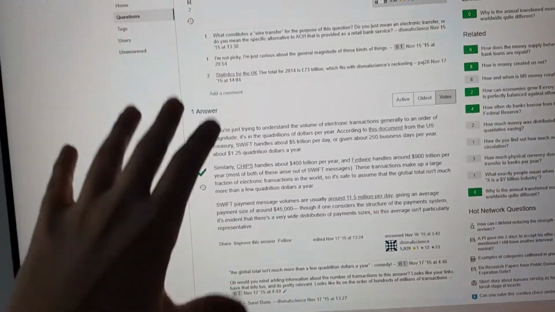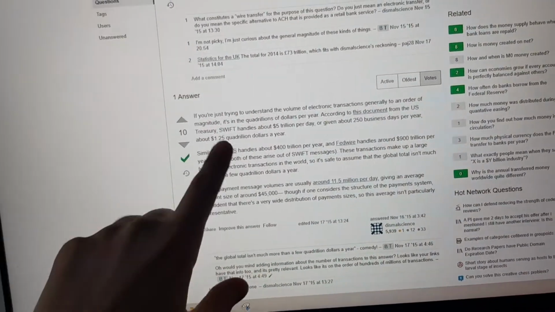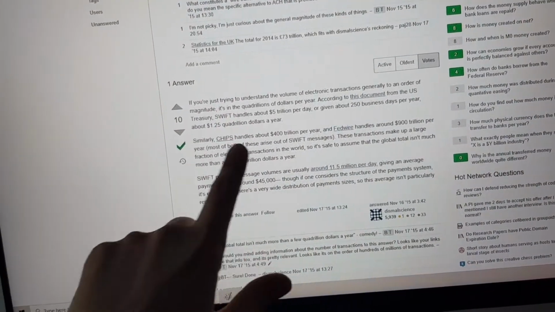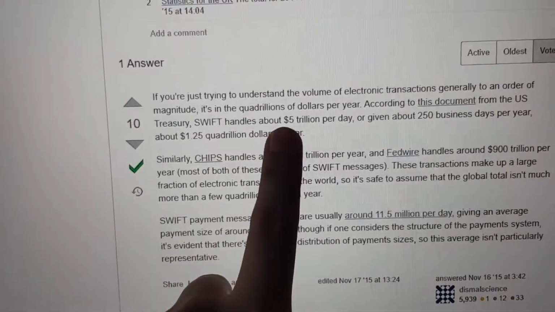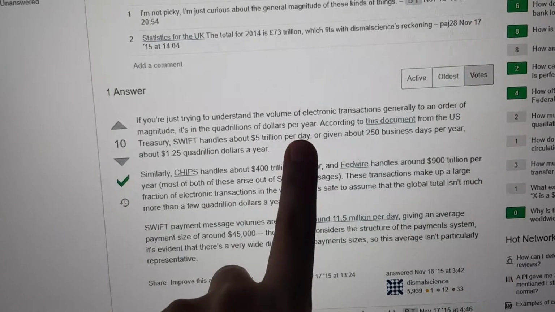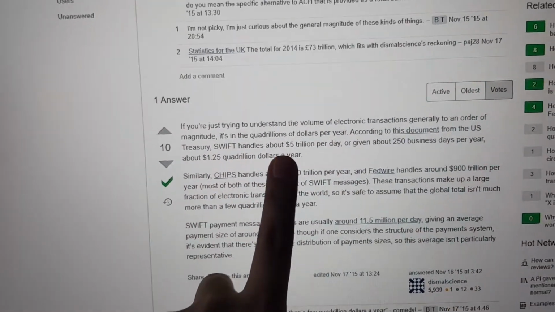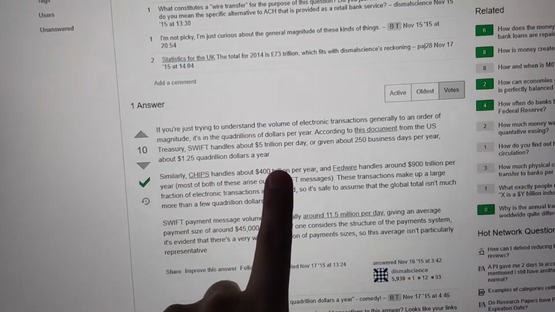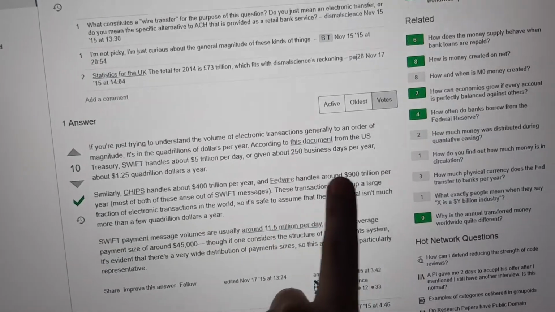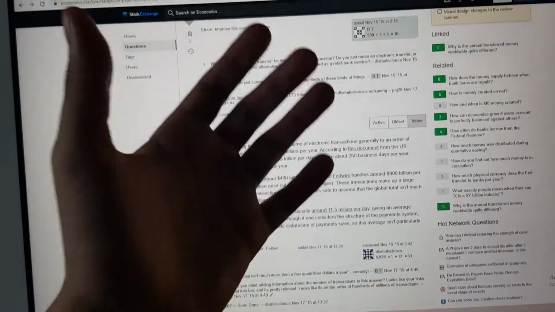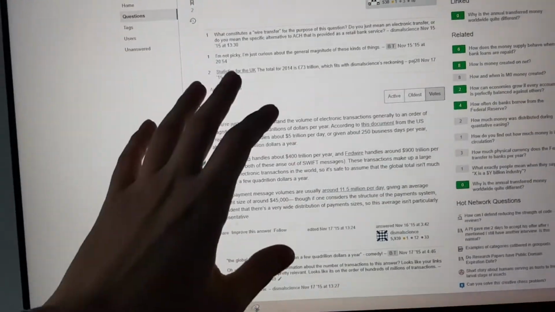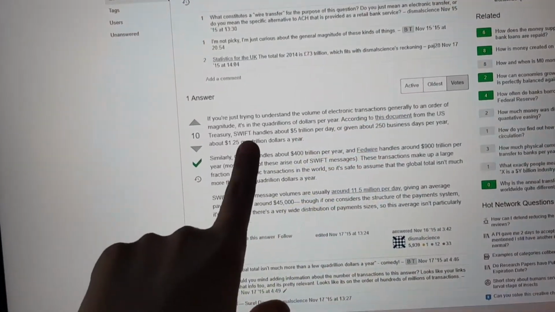So, okay, forget the 155 trillion I quoted earlier. I just did another research for you guys, and I'm going to give you transactions for some of the most common types of currency exchange methods that we know of today. So Swift currently handles about $5 trillion every day. So that's $1.25 quadrillion a year. Chips, which is another form of exchange between banks, handles about 400 trillion per year. Fedwire handles 900 trillion per year. As you can see, these numbers are absolutely astronomical. So let's just go easy on this and let's quote just the Swift transactions.